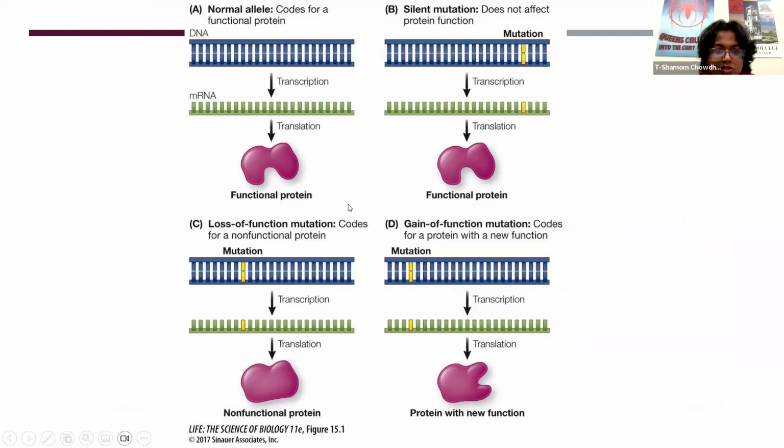And then these are some mutations that happen. These are normal alleles. You can have a mutation, once again, as I mentioned, a silent mutation. You still have a functional protein. A mutation can create a loss of function, whether it was a deletion, frame shift, etc. Now your protein is non-functional.